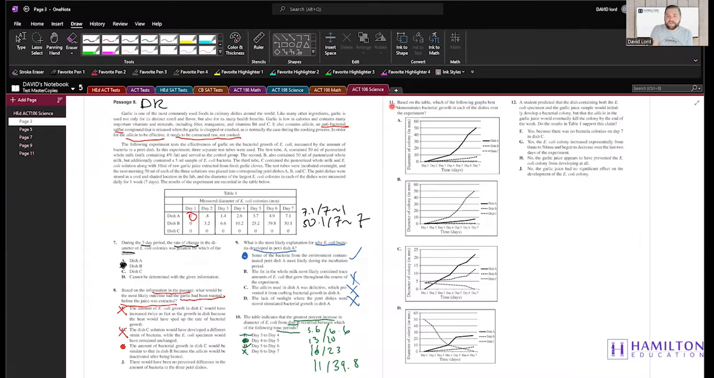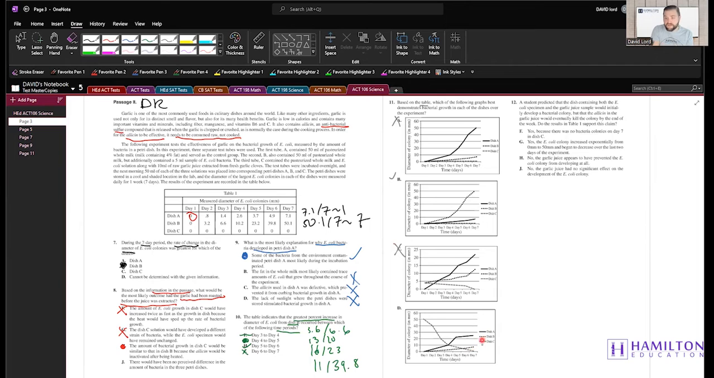Question number 11. Based on the table, which of the following graphs best demonstrates the bacteria growth in each of the dishes over the experiment? Cool, so we're taking this table and making it into a picture. Well, I know that dish B grew the most, so I would look for the answer where B is the highest. So for answer choice A, dish A is the highest, so we can eliminate A. In this case, dish B is the highest, so that's a good sign. In this case, dish B is the middle one, so it's not correct.